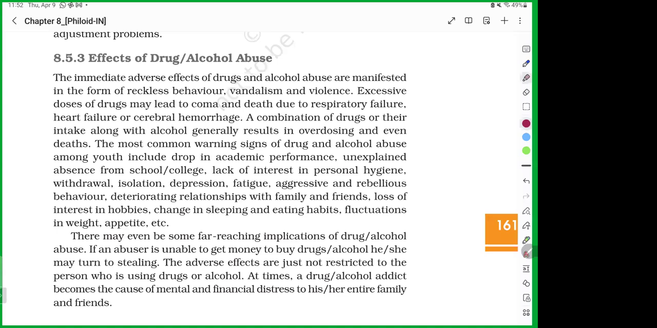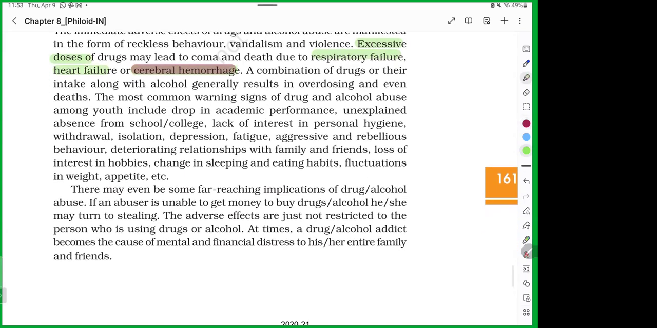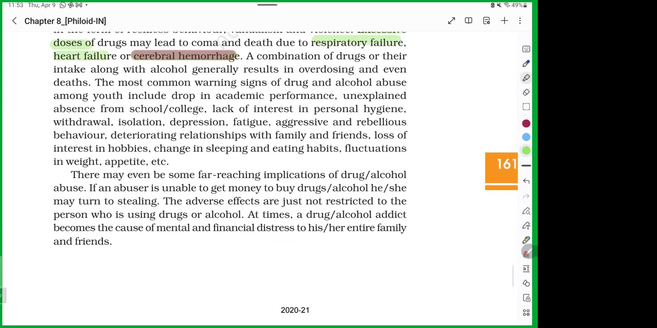An excessive dose of the drug can lead to heart failure, respiratory failure, and cerebral hemorrhage, brain hemorrhage. Correct. That's why overdose is dangerous. Correct. So the most common sign is that their performance will decrease.